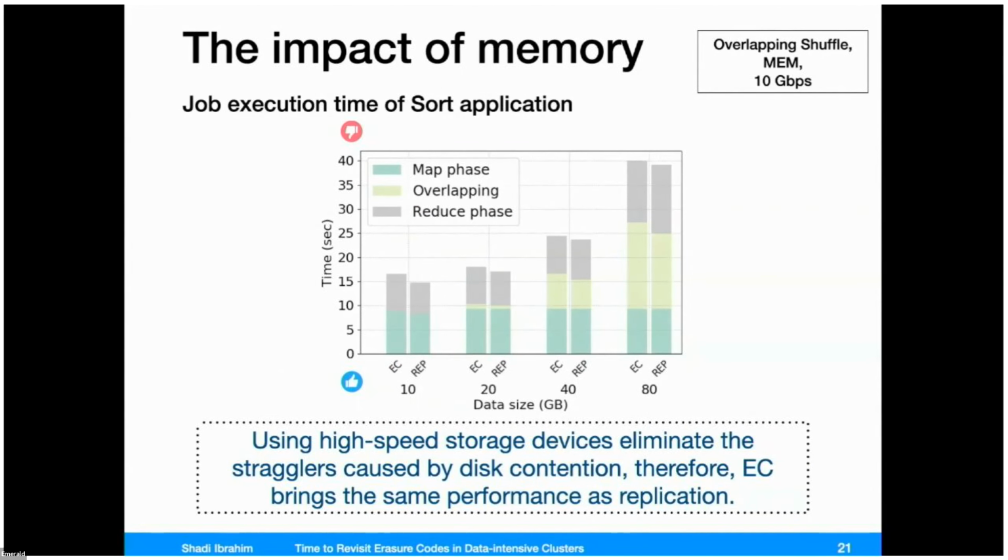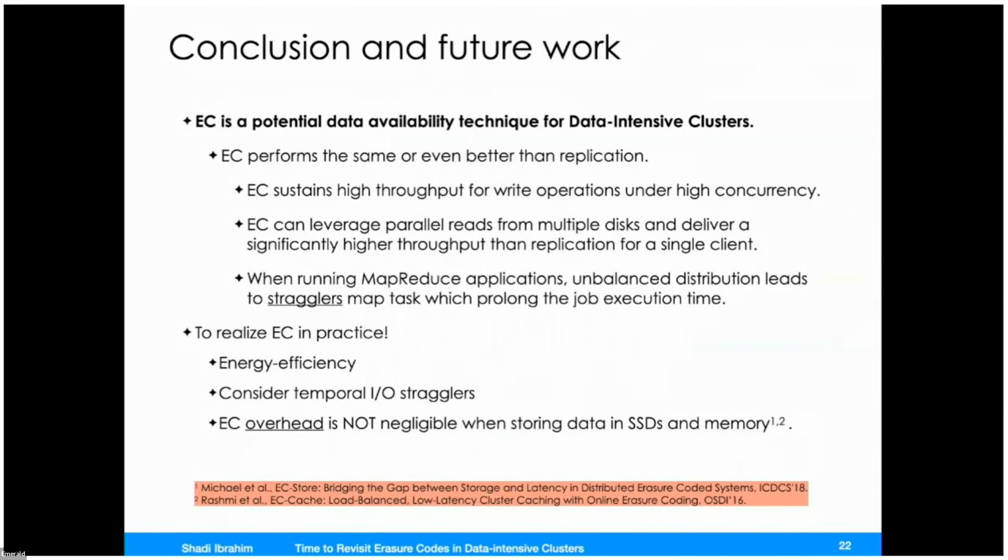When using memory for HDFS, we can see that map phases are the same under both EC and replication, while the reduce phase is longer under EC, and this is because of the overhead of encoding. And to conclude, erasure codes do have the potential to replace replication in data-intensive clusters. They provide the same data availability guarantees and achieve comparable performance.